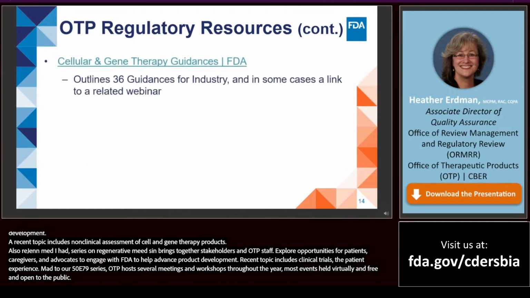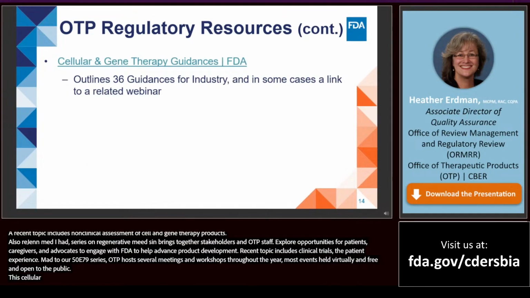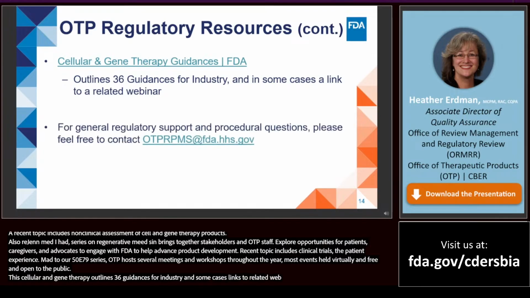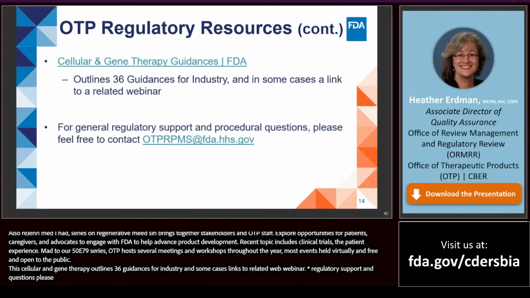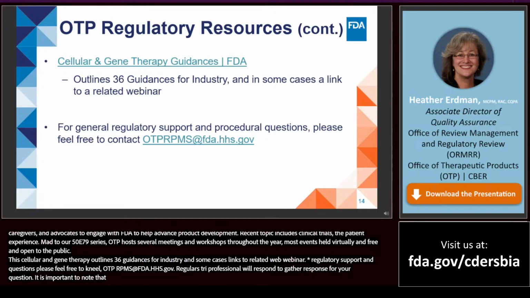This cellular and gene therapy guidances link outlines 36 guidances for industry and in some cases links to a related webinar. For general regulatory support and procedural questions, please feel free to email otprpms@fda.hhs.gov. A regulatory professional will respond and, when needed, engage some review or policy personnel to gather a response for your question. It is important to note, though, that this email address is provided to support questions pertaining to products related under CBER OTP only.